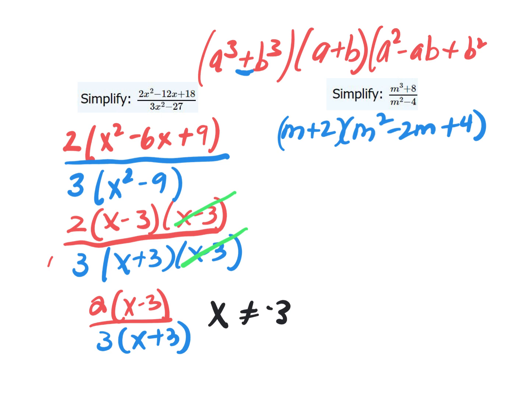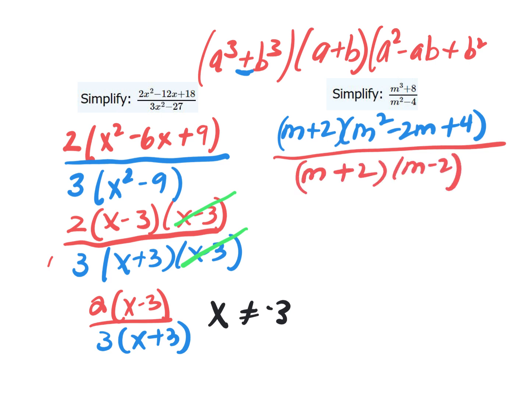And then we're going to factor our denominator, is a difference of 2 perfect squares, so that's going to be m plus 2 and m minus 2. And then I'm going to see that those are going to cancel out, and I'm going to be left with m squared minus 2m plus 4 over m minus 2.